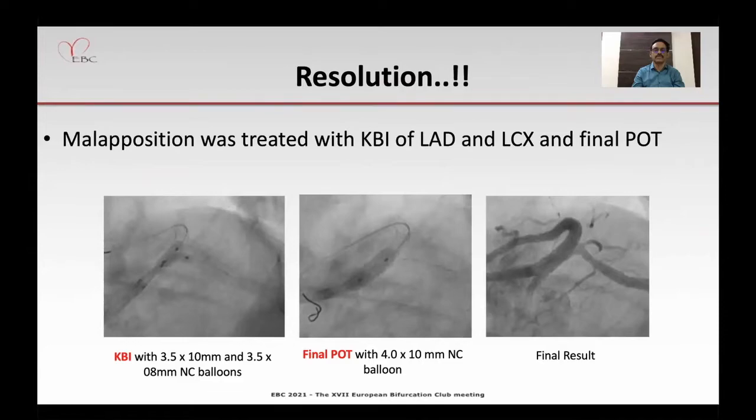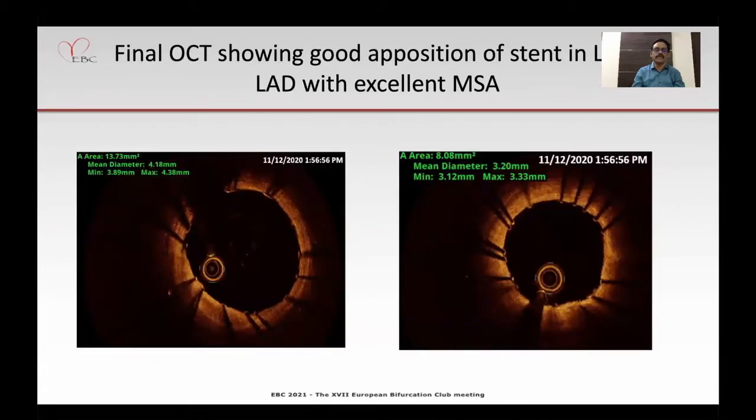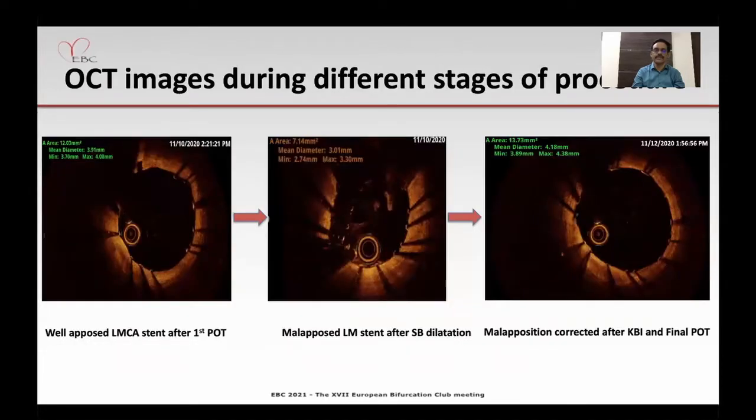The resolution of this problem was by kissing balloon of LAD and LCX, as is shown in the first angiographic image, followed by POT in the left main, and the final image shows a very good angiographic result. And this is the final OCT, which is showing a very well apposed stent in the LAD and left main.